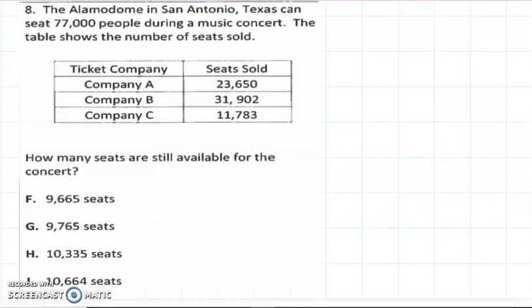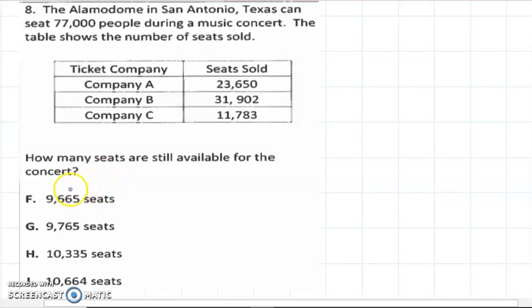Number 8 is a little easier. The Alamo Dome in San Antonio, Texas can seat 77,000 people during a music concert. The table shows the number of seats sold. How many seats are still available for the concert? F, 9,665 seats. G, 9,765 seats. H, 10,335 seats. J, 10,664 seats.